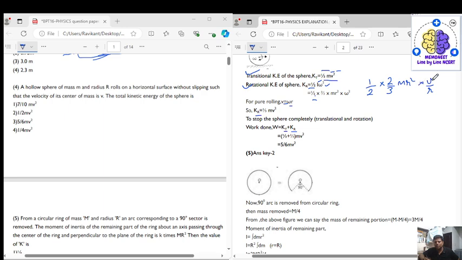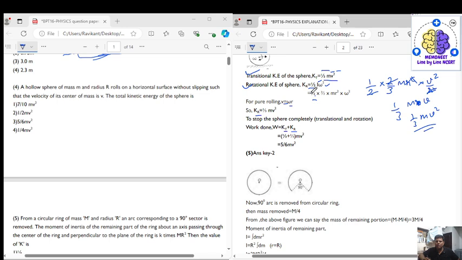Or we can write it as omega square itself, v by r whole square. So this r and this r cancel out. This 2 and this 2 cancel out. What we are left with is 1 by 3 m v square. We don't have any r over here. It is equal to 1 by 3 m v square, right?